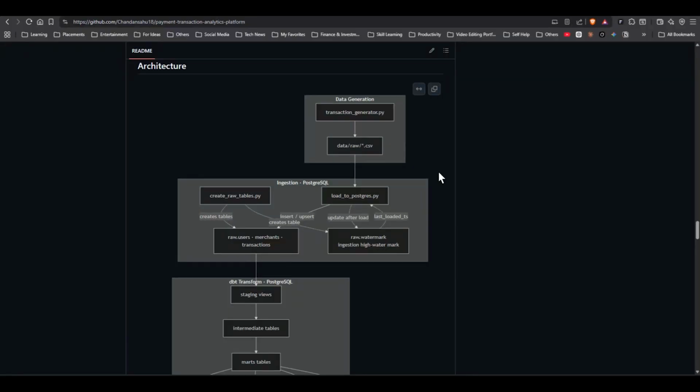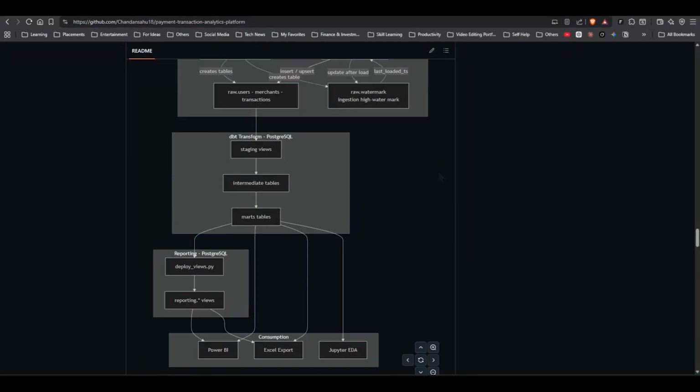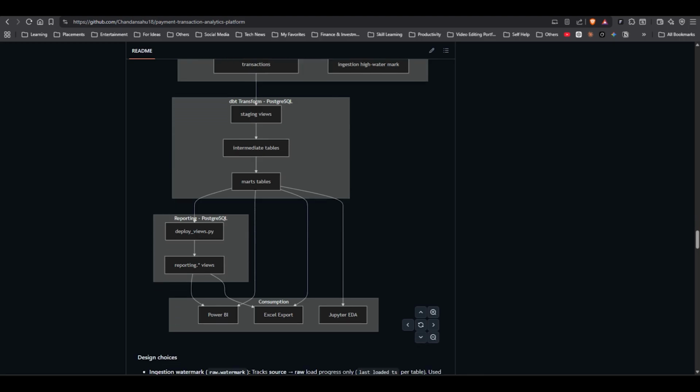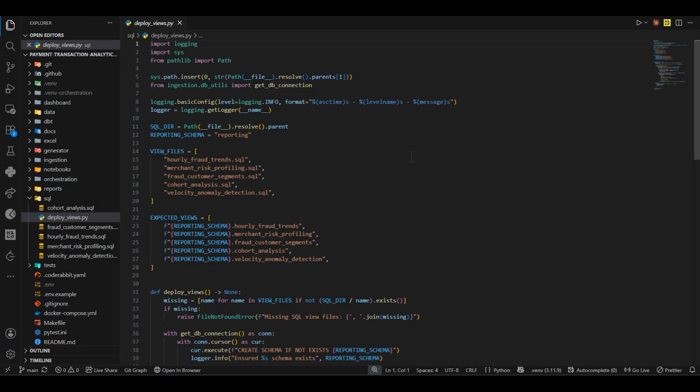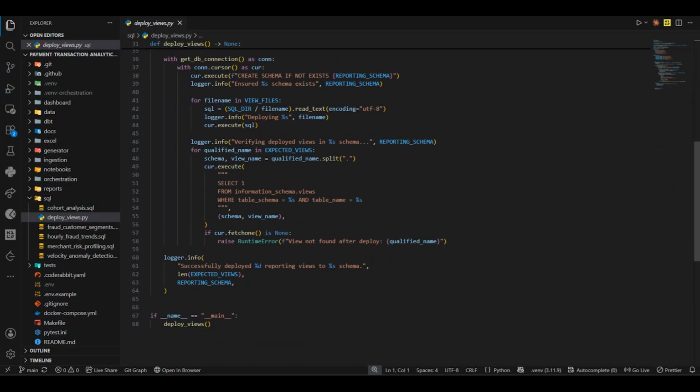The setup follows a pretty standard ELT pattern. Python generates raw CSVs, a watermark-based script loads them into PostgreSQL incrementally, and dbt handles all three transformation layers. There's a Python script that builds the reporting schema.